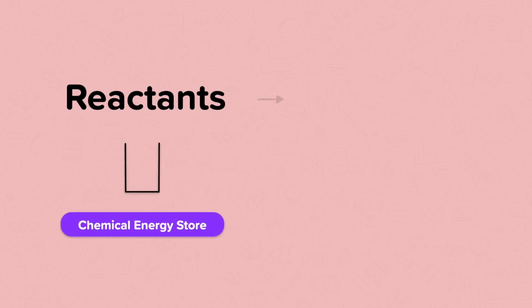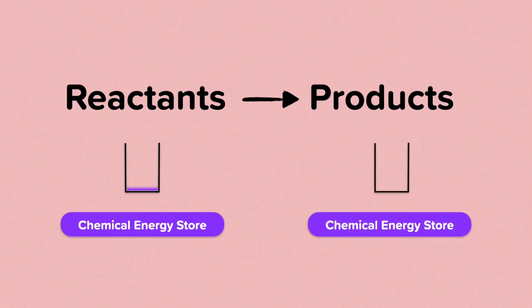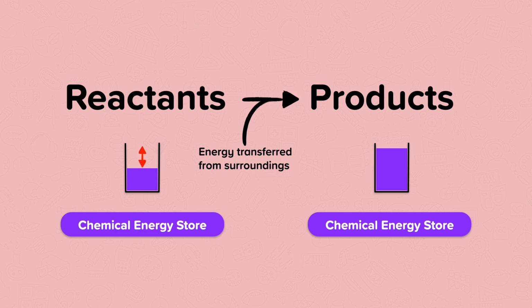Different chemicals store different amounts of energy. So here we have the reactants and the products from a chemical reaction. In this situation, the reactants store less chemical energy than the products. Energy cannot be made, so it has to be transferred from the surroundings. How much is transferred from the surroundings to the products is exactly the difference between the chemical energy stores of the reactants and the products.